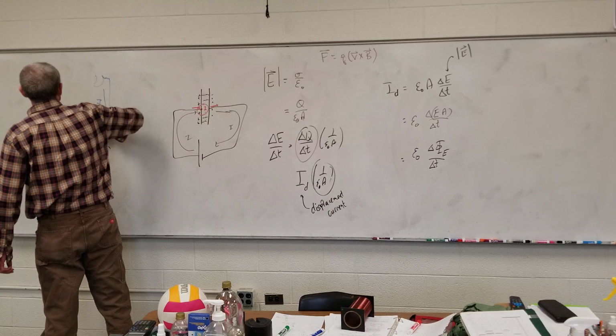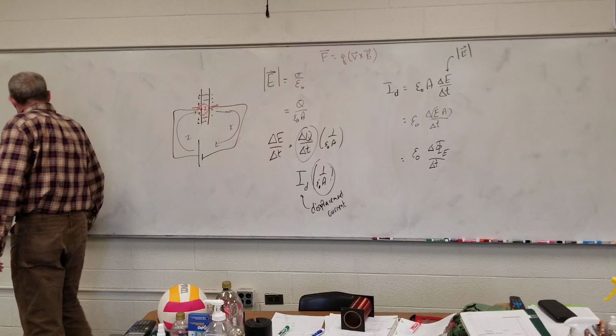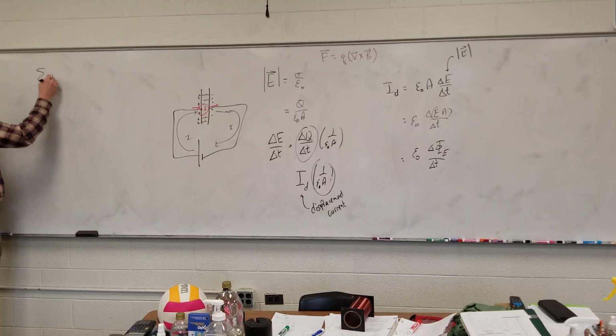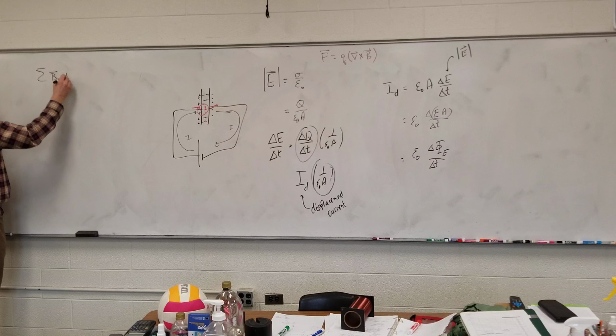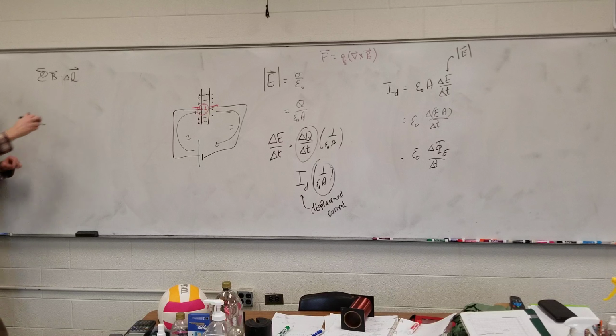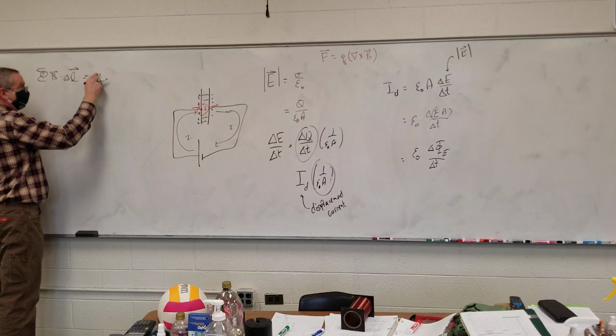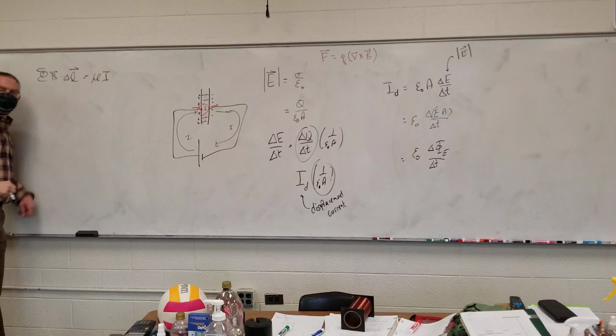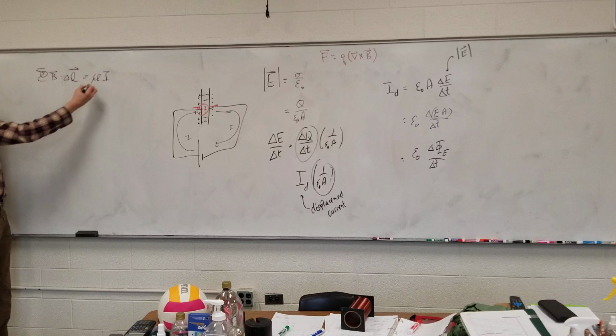Let's take a look at Ampere's law. Ampere said that if I look at the magnetic field over a length through a closed loop, that's going to be equal to mu sub naught times I. We'll just actually put the 0 in there.